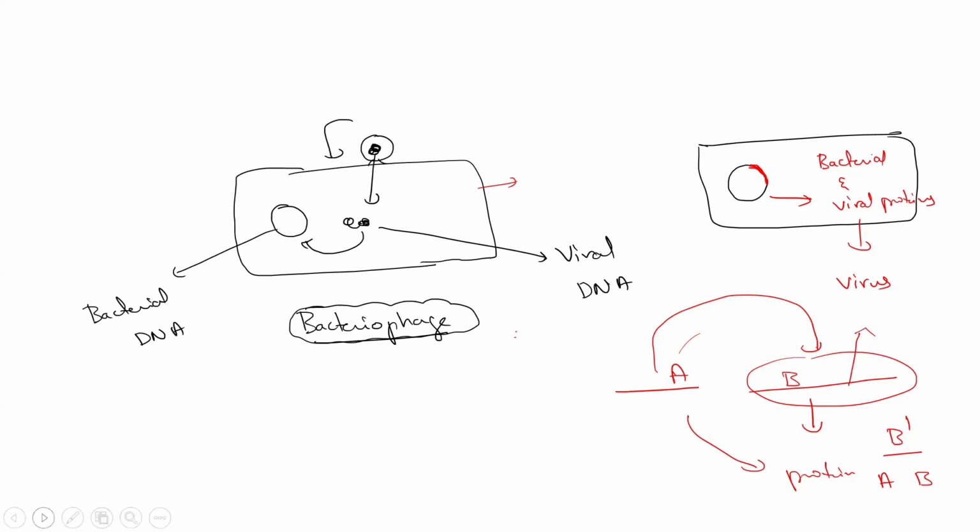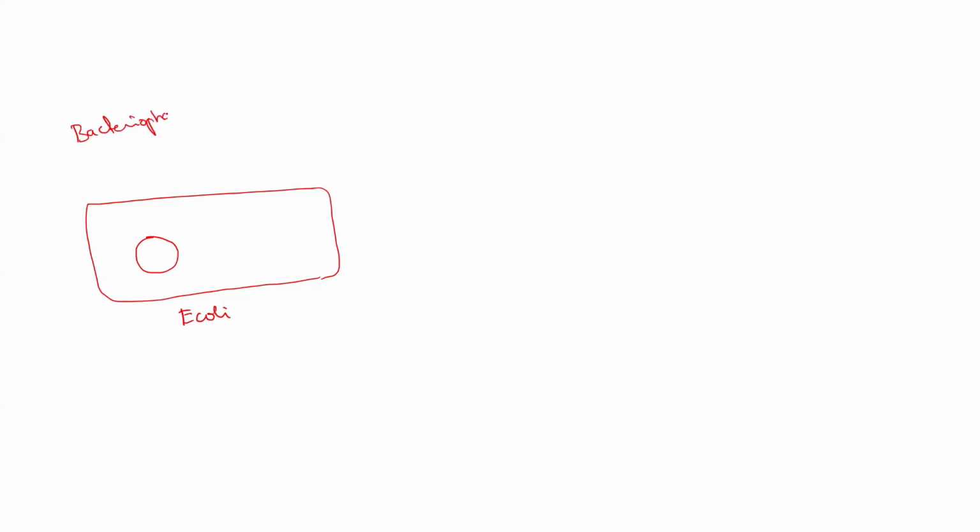Okay, listen carefully. In the Hershey and Chase experiment, there is a bacteria with its own double strand circular DNA. Let's say this is the bacteria, which is E. coli. And there is a virus called a bacteriophage. What is a virus? A virus is nothing but a protein coat and the genetic material DNA.